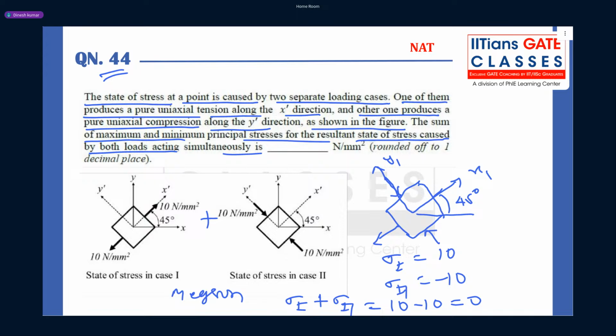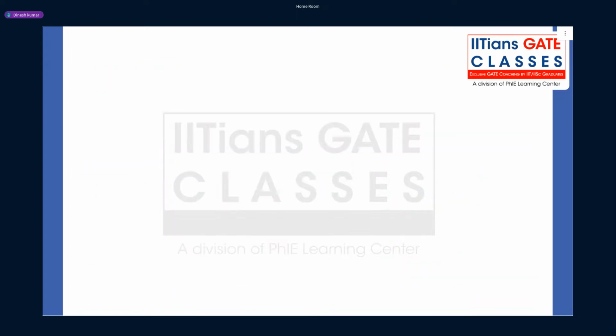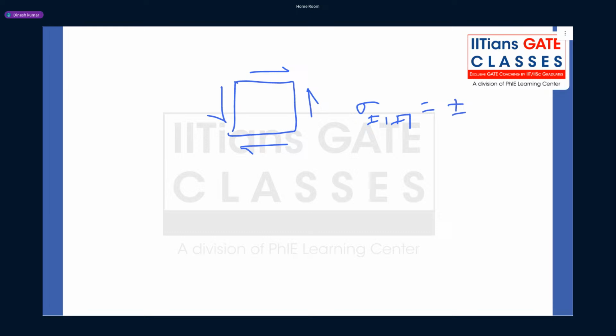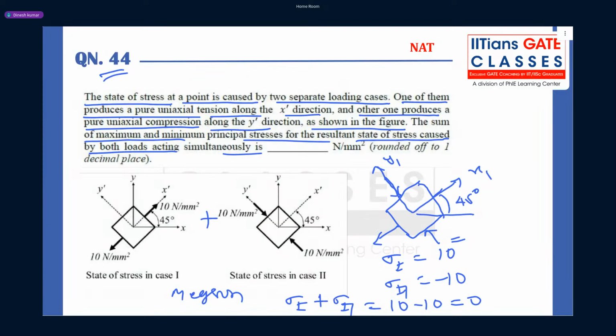Now, guys, this orientation corresponds to the pure shear case. In case of pure shear, your principal stresses sigma 1, sigma 2 will be plus minus tau, if tau is your shear. And what will be your theta 1? It will be 45 degrees. Clear? So 0 is the answer in this case.